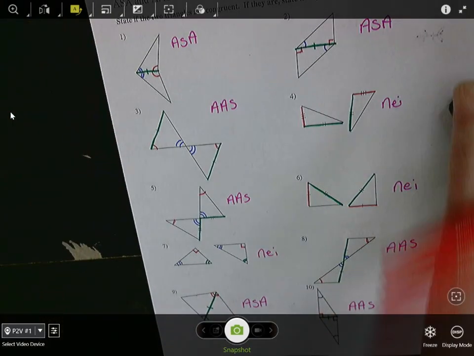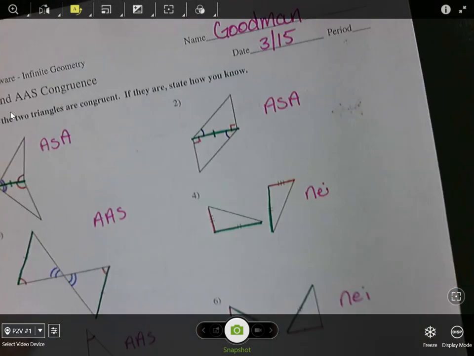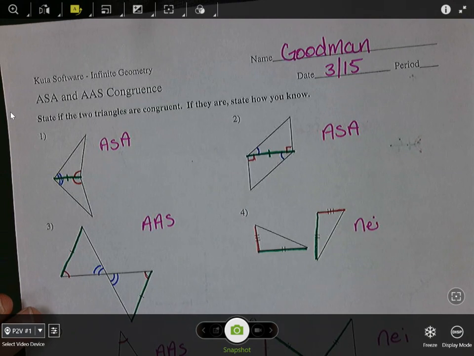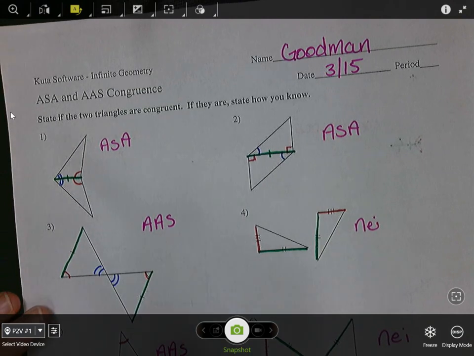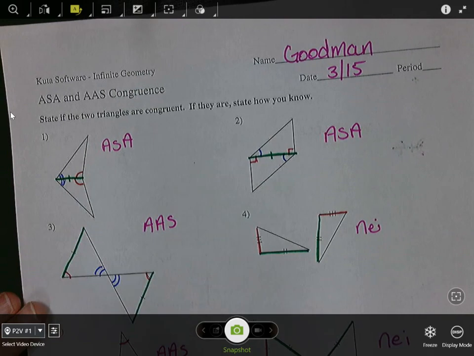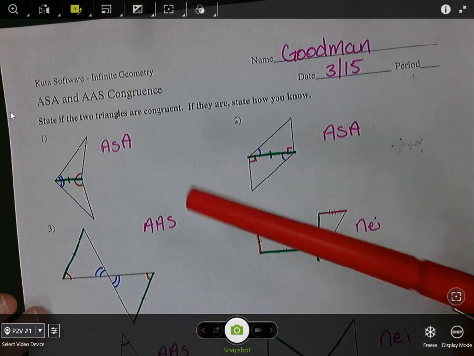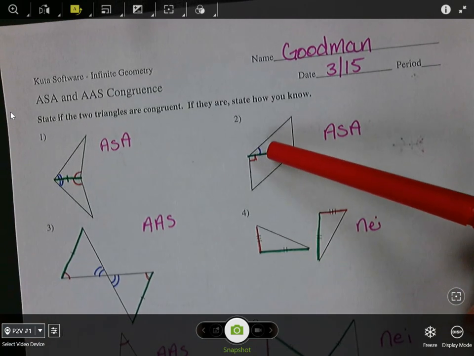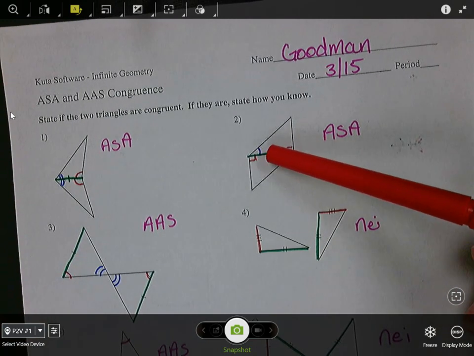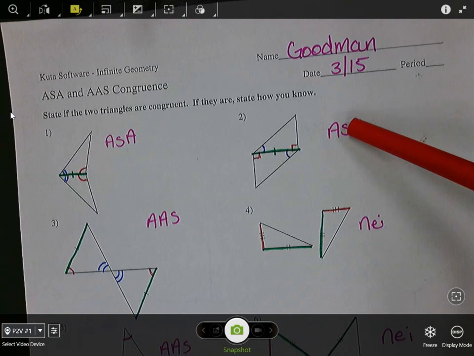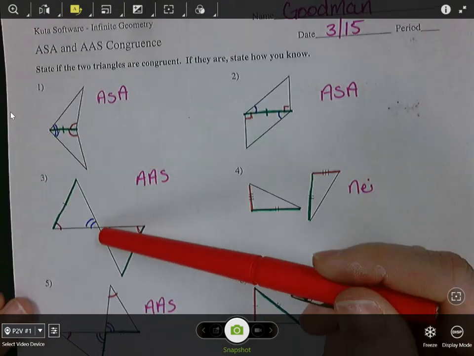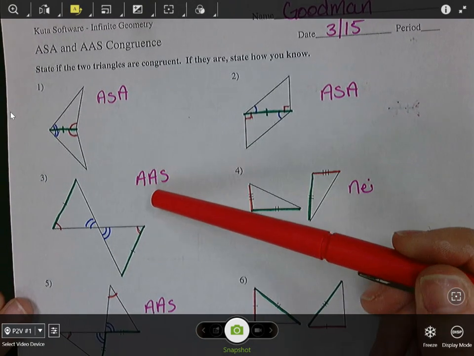Okay. So on your worksheet, you had to go through and state if the two triangles are congruent, and if they are, state how you know. The first one, I got to mark this shared side by reflexive property, therefore it made it angle side angle. Number two, I got to mark this side by the reflexive property, so that made that one angle side angle. On number three, I could mark these vertical angles congruent, so that made it angle side.